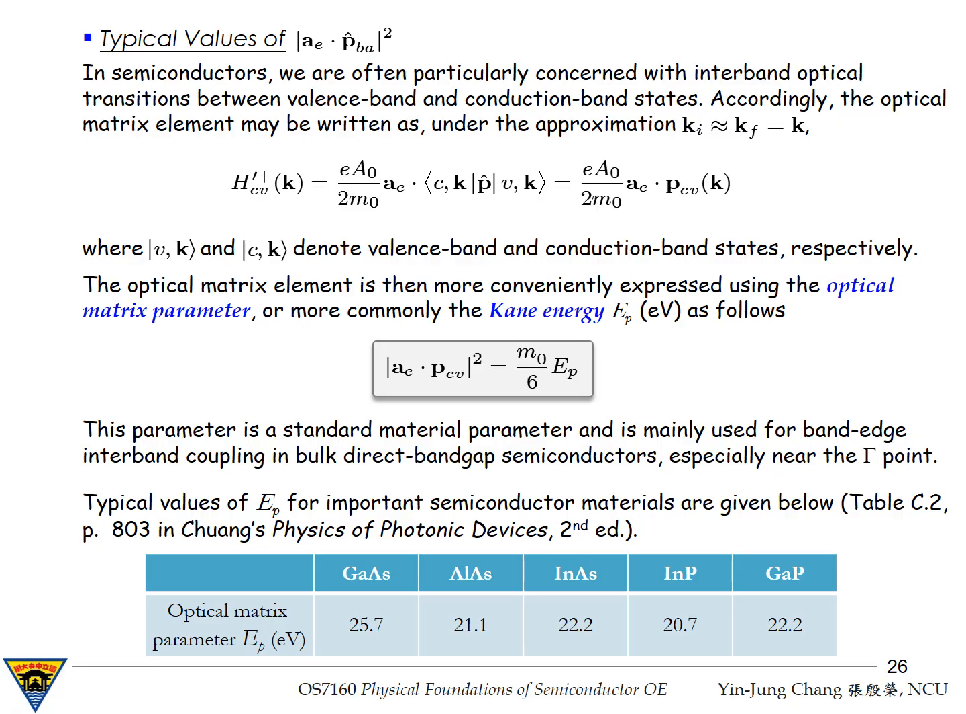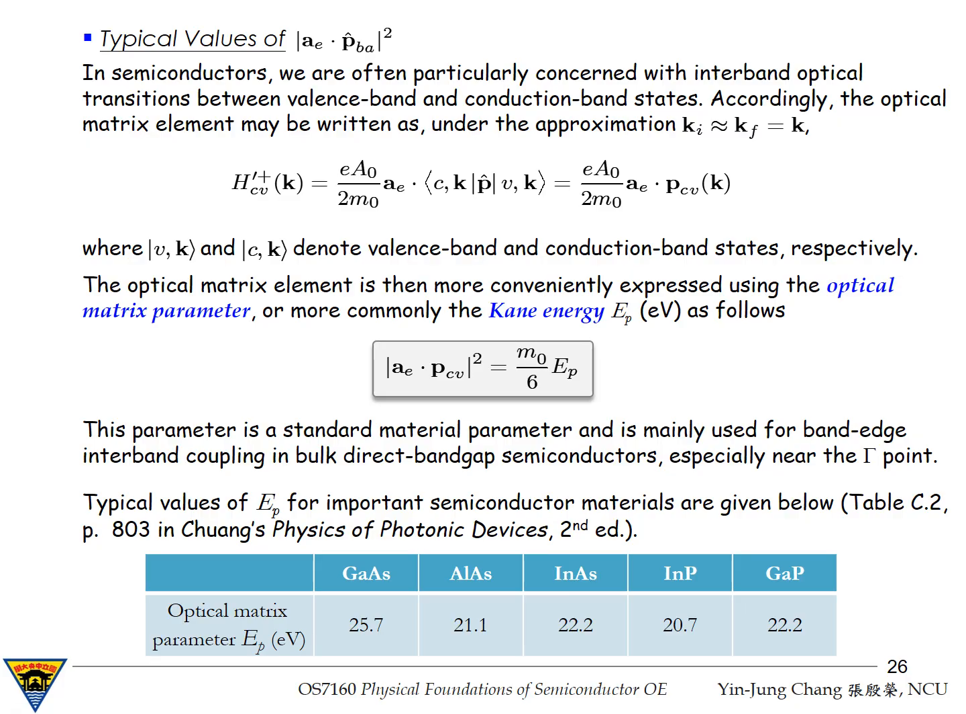The matrix element shown here is usually denoted as P sub CV, and it is a function of the electron wave vector K. So we can write the optical matrix element as shown in this expression. This equation tells us something very important. The strength of the optical transition is controlled by the projection of the interband momentum matrix element along the polarization direction of light, which is described by A sub E.